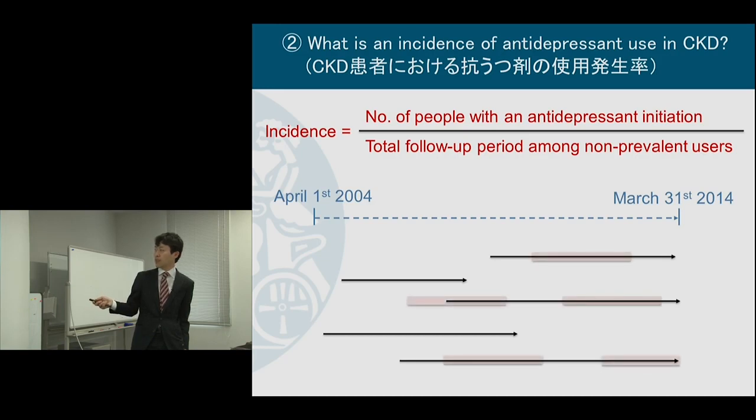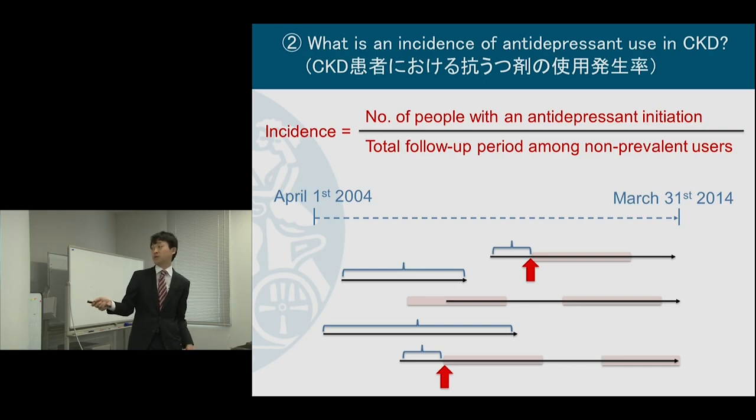Let me show the antidepressant prescription period in pink. This is the period of receiving antidepressants. In this example, incidence can be identified as a new start of a drug, so 2 divided by these observational periods. I excluded the middle patient because he or she was a prevalent user, so not at risk for initiating a new antidepressant.